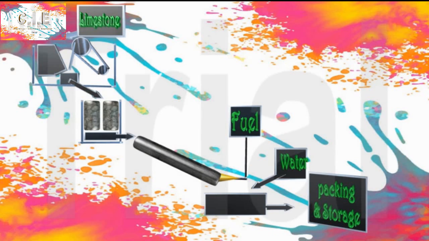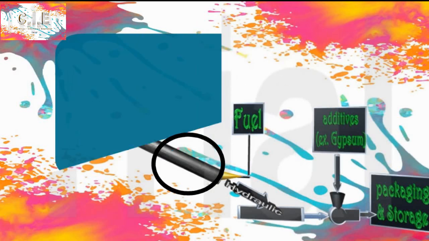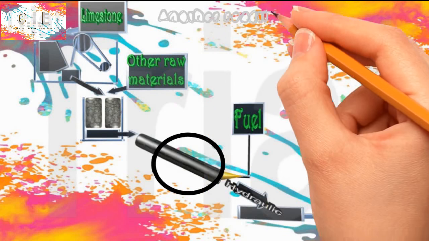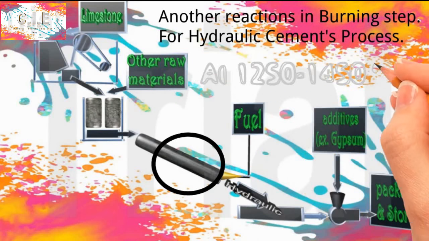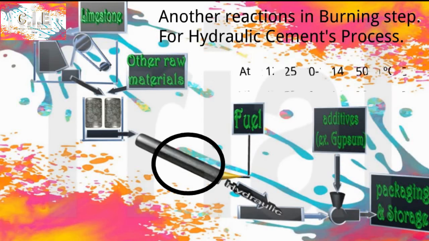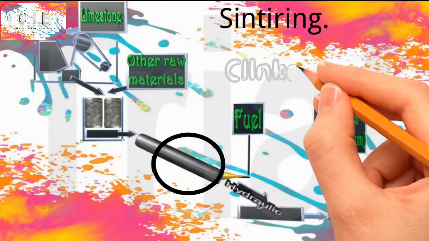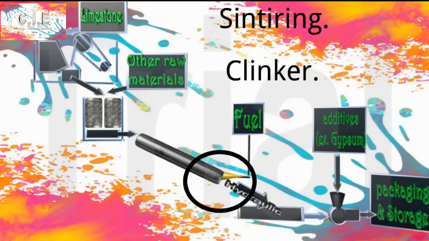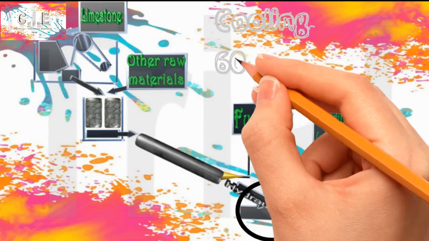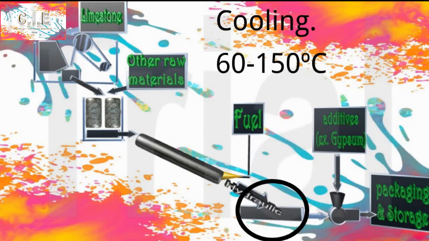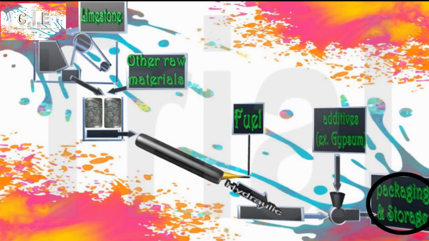While for hydraulic cement, the burning step continues to complete the reaction between calcium oxide and other materials at 1250 to 1450 degrees Celsius, which is called sintering, to produce new compounds, which form clinker. The next step is cooling, to cool the clinker to about 60 to 1,500 degrees Celsius. Then some additives are added before grinding to make cement. Gypsum for example. After grinding, the cement becomes ready for packaging and transfer to the warehouse or to the customer.